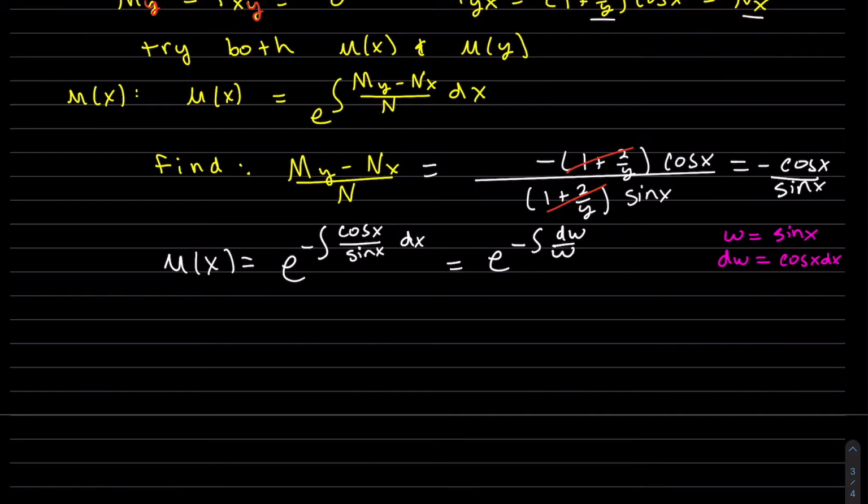So that looks like natural log. And remember, we have to use our power rule before those e and natural log can cancel. So it's e to the natural log of w to the minus 1. Now they cancel, so this is w to the minus 1. We need to backtrack.